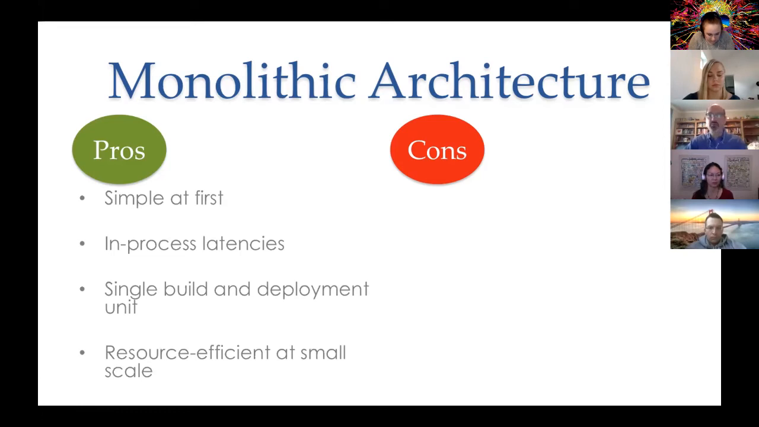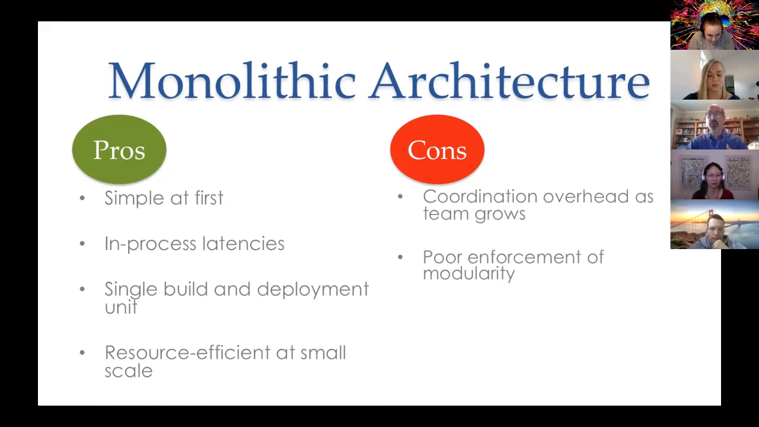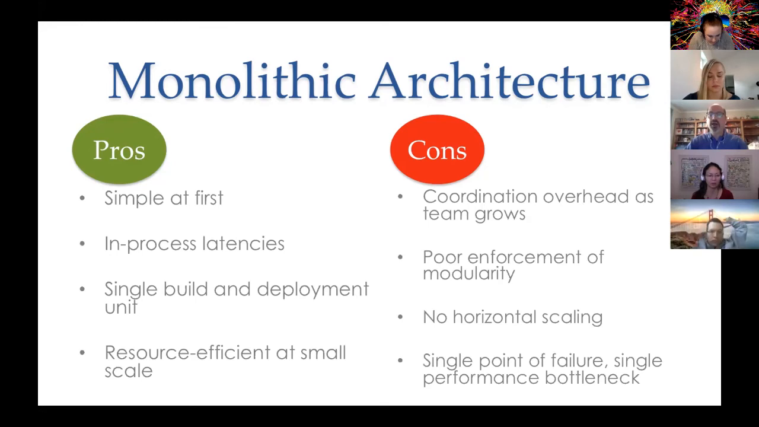So people who've worked with monolithic architectures for a long time will have seen that there are cons to the monolithic architecture over time. So as our team grows, the coordination overhead becomes more difficult. Monolithic architectures don't enforce modularity or componentization particularly well. I mean, we can do that through discipline in our development process, but there's nothing about the monolith that makes it easy for us to do that by itself. It doesn't lend itself very well to horizontal scaling of different pieces, as people probably know. And also it tends to be a single point of failure and a single performance bottleneck.